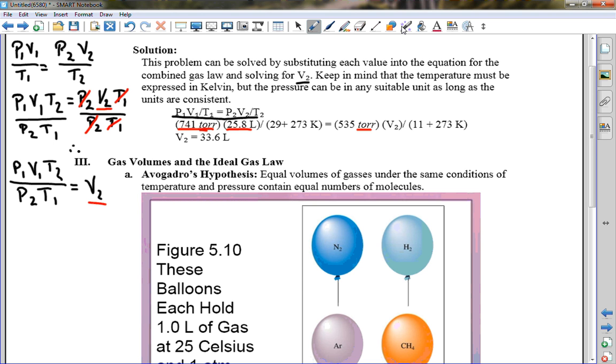Now you're just solving for V2 to get it by itself, and in this case we find that it's 33.6 liters. That's in liters because your first volume was in liters. If the first volume was in milliliters, then your answer would have come out in milliliters. Okay, so that is how you solve for different types of gas problems: Boyle's law, Charles' law, and combined gas law.